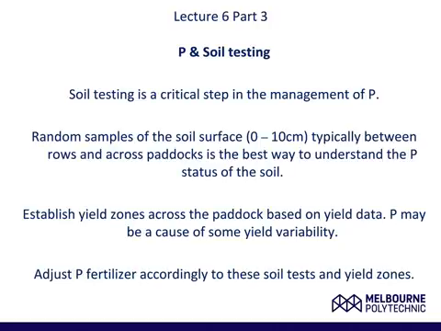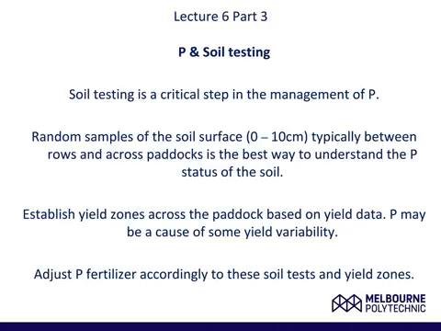Soil testing is a critical step in the management of phosphorus. In order to conduct a soil test, you should select random samples of the soil surface, that is 0 to 10 centimeters, typically between the rows and across the paddock. This is the best way to establish the phosphorus status of your soil.